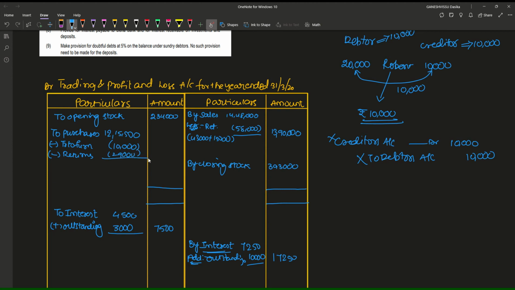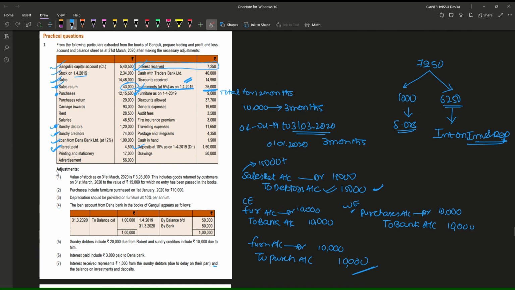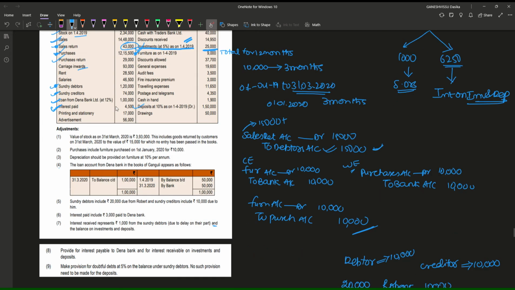So we need to write the outer column here, 12 lakhs 15,500. 12 lakhs 15,500 minus 10,000 minus 29,000, right? 11 lakhs 76,500. We need to write that here too. We have completed purchase returns, carriage invoice, direct expenditure 93,000 rupees.